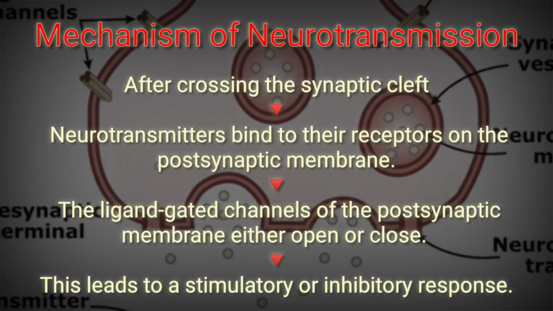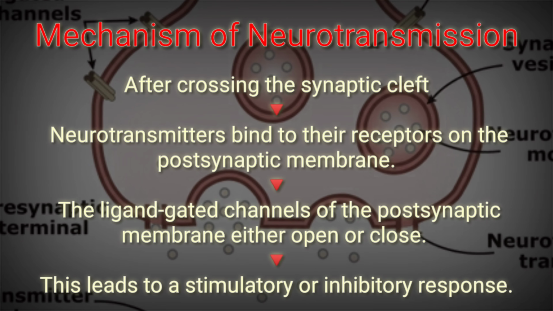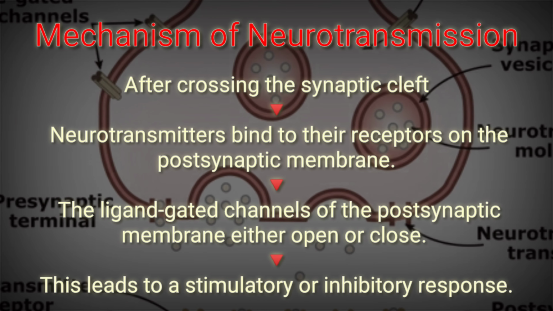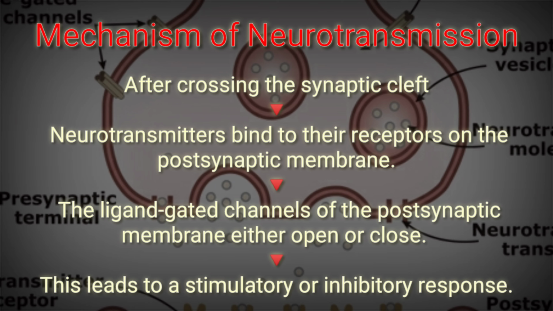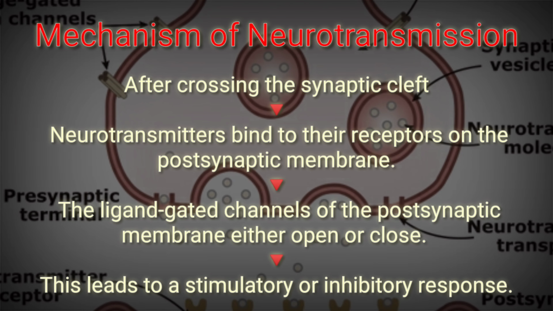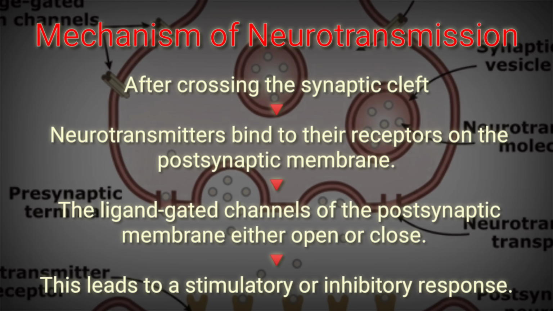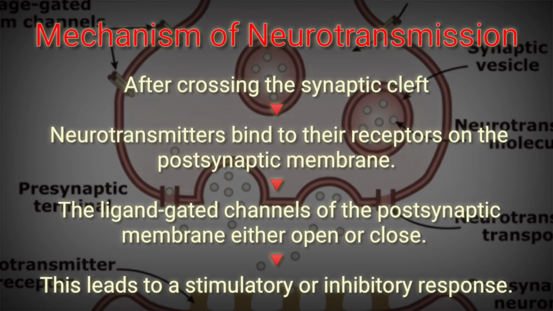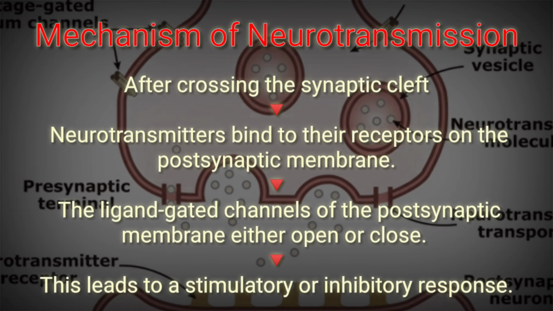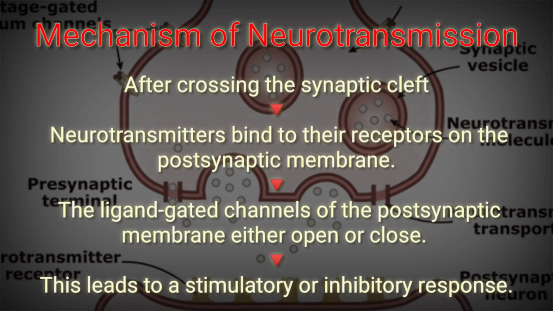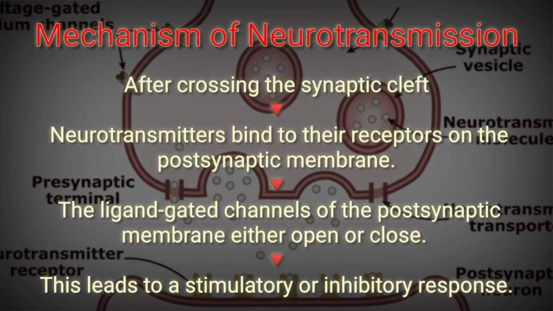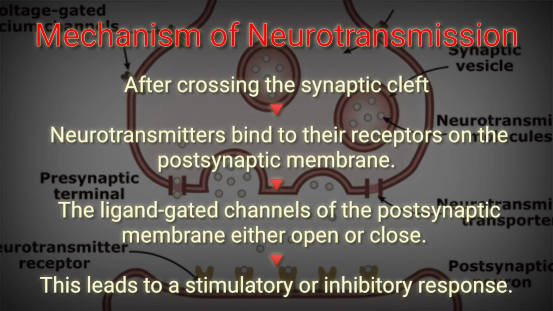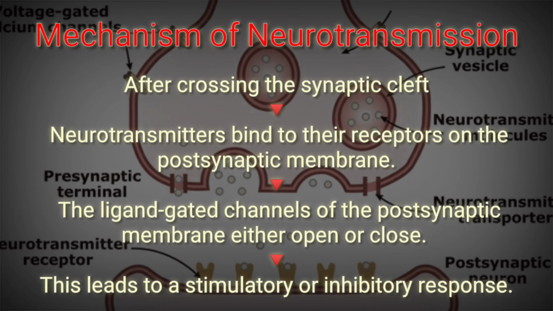After crossing the synaptic cleft, the neurotransmitters bind to their receptors on the postsynaptic membrane. Once the neurotransmitter binds to its receptor, the ligand-gated channel of the postsynaptic membrane either opens or closes. These ligand-gated channels are ion channels, and their opening or closing alters the permeability of the postsynaptic membrane to calcium, sodium, potassium, and chloride ions. This leads to a stimulatory or inhibitory response.